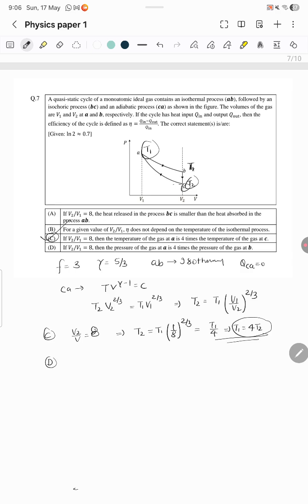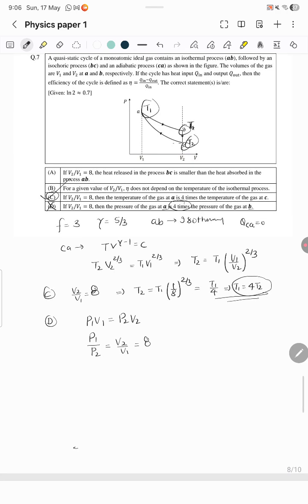For option D we talk about the pressure at A and the pressure at B. This is an isothermal process, right? So we can say P1 V1 is equal to P2 V2. They are talking about A and B, right? So A and B are connected by an isothermal process. So we can say the pressure at A, which is P1, upon the pressure at B, which is P2, is equal to V2 by V1, which is nothing but 8. So 8, of course, not 4. So the pressure at A is 8 times the pressure at B. This statement is actually wrong. Okay, let's move to the next option.